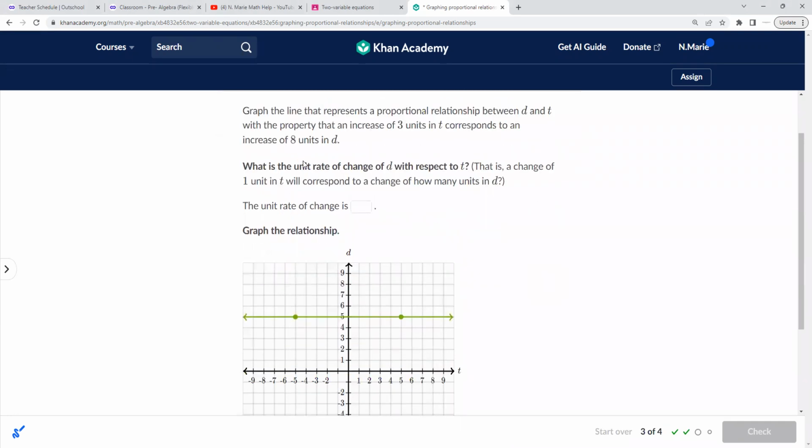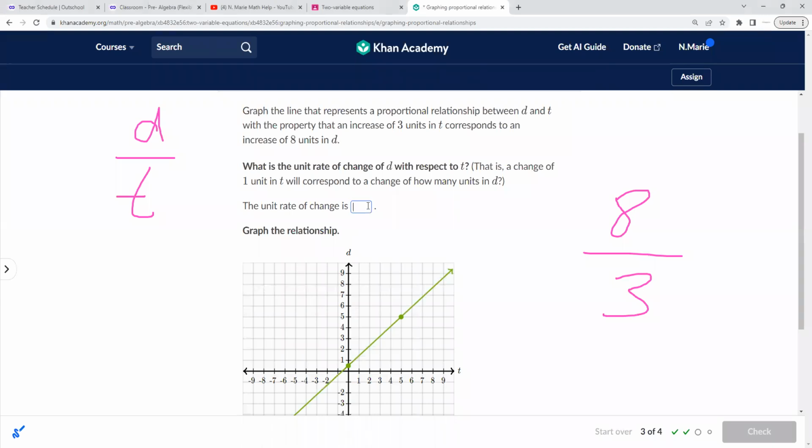For this one, they want to know what's the unit change. The unit change is your slope. Graph the line that represents a proportional relationship between D and T. So D is up and down, which is your y, and T is left and right. With the property that an increase, okay, so 3 units increase for T, 8 for D. So up 8 over 3, up 8 over 3, up. So the unit change is 8 over 3. What is the unit rate of change? Okay, so then up 8 over 3. So I wonder if they just want you to put it like that. So yep, there we go.